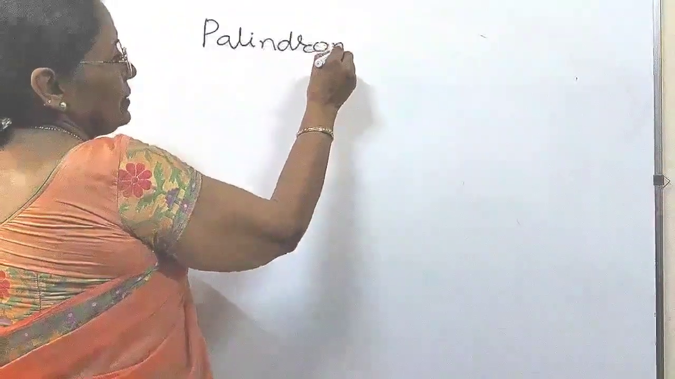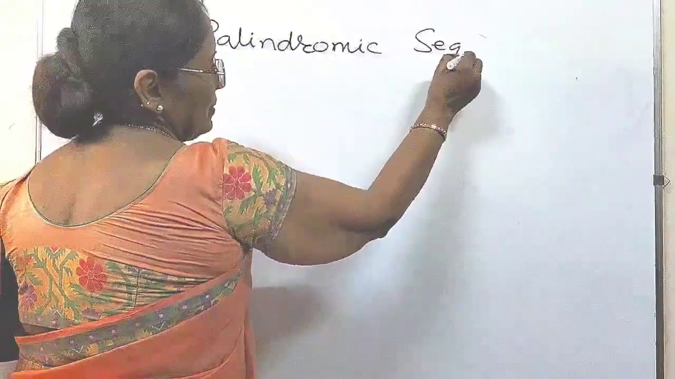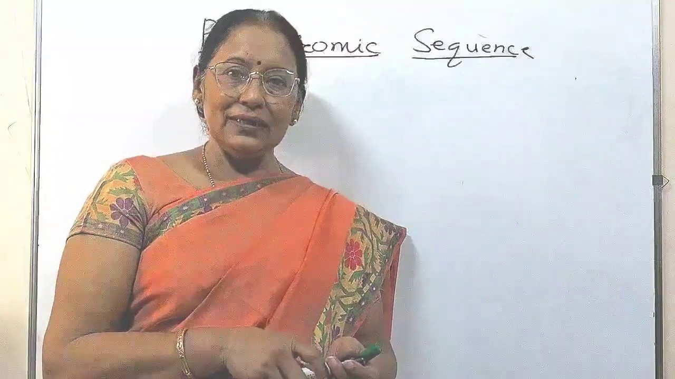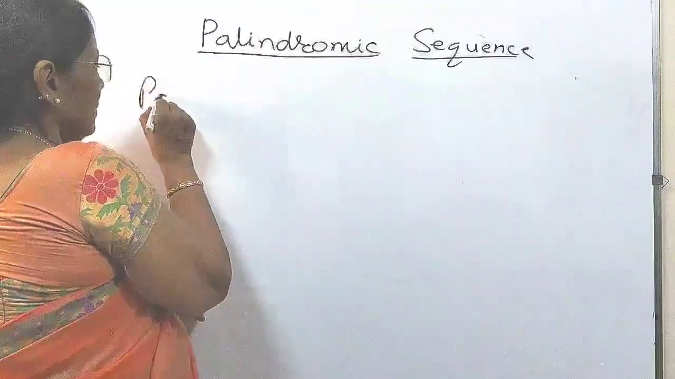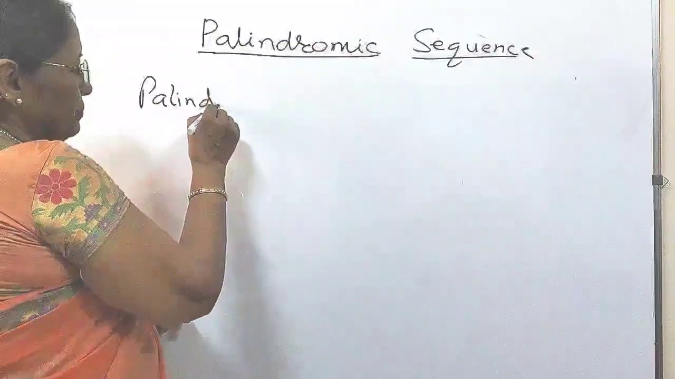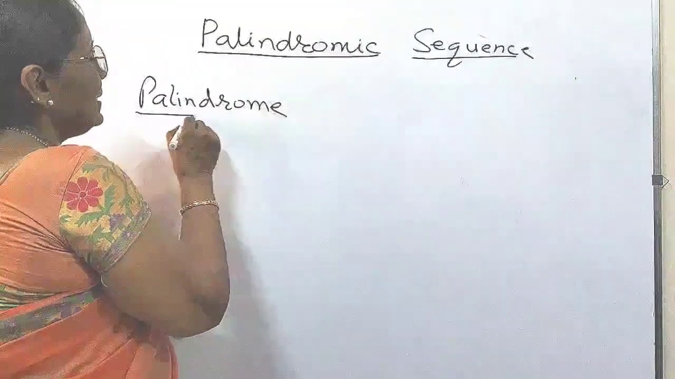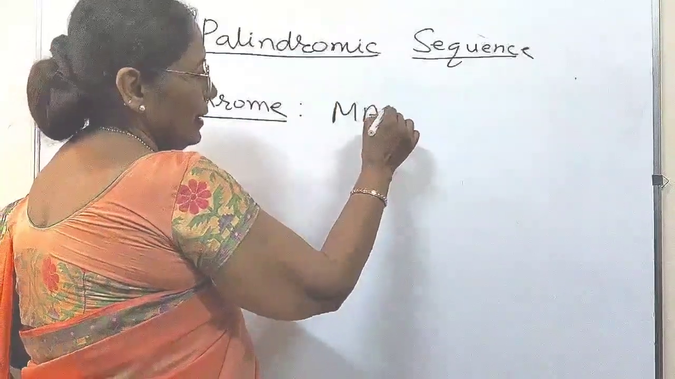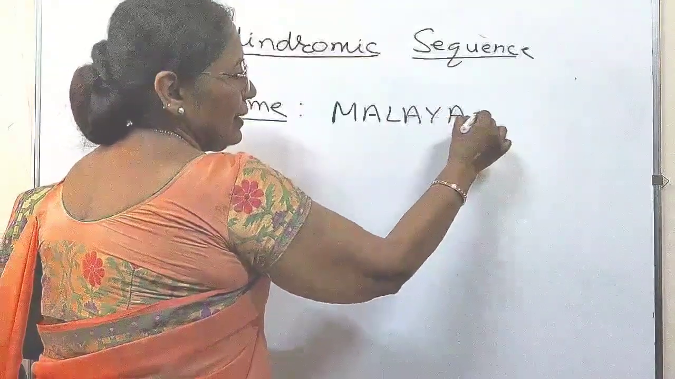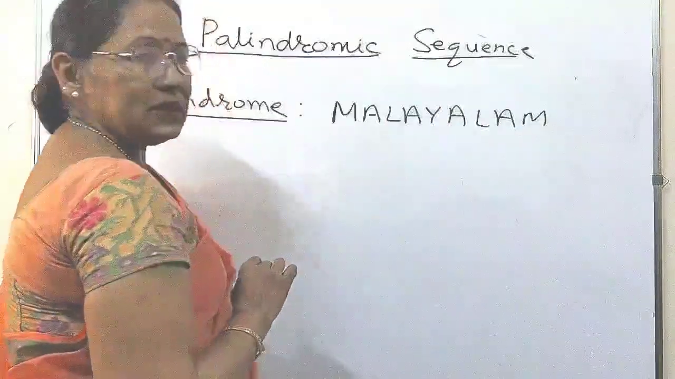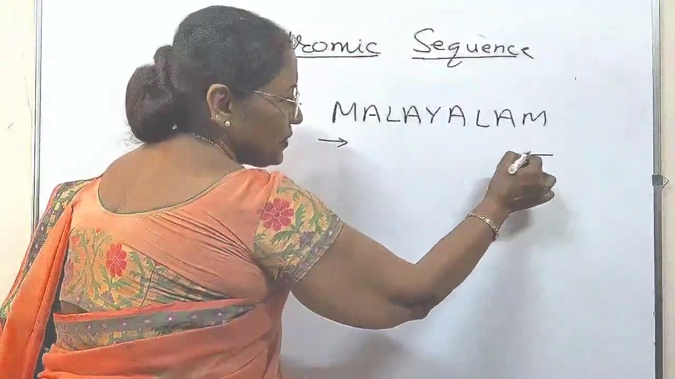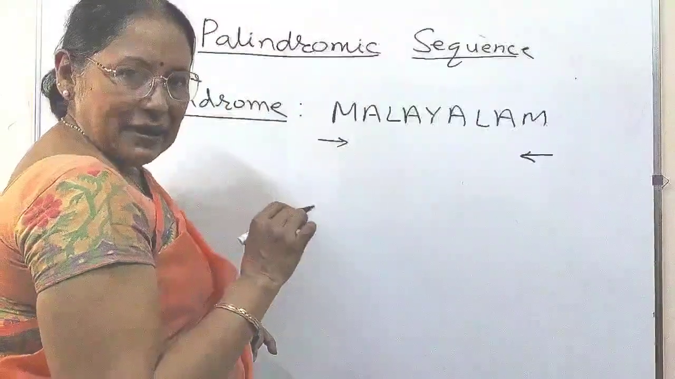And today's topic for discussion is palindromic sequence. Before seeing what is palindromic sequence, let us first see what is a palindrome. The example given in NCERT is Malayalam, M-A-L-A-Y-A-L-A-M. This word, whether you read it from left to right or from right to left, it spells the same.